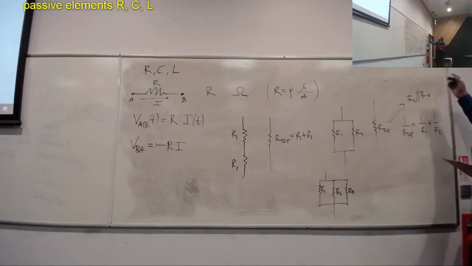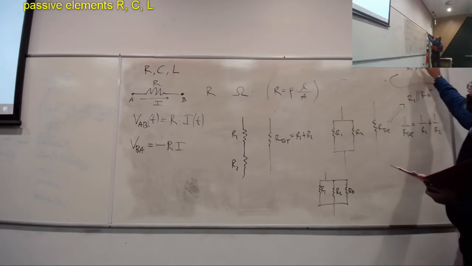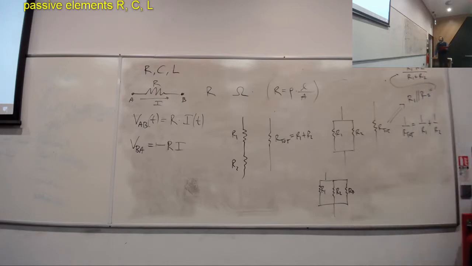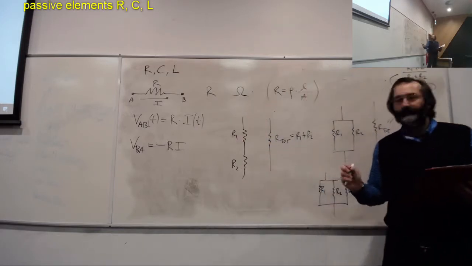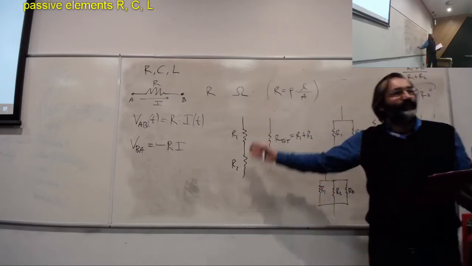Just to see it once, the parallel of two resistors, if you work out this formula, will be, I will write it here, R1 times R2 over R1 plus R2. And there is an interesting note to do here, just so it is clear for everybody. When you have a series of two resistors, R total will be dominated by the bigger of the two. That's obvious, isn't it?